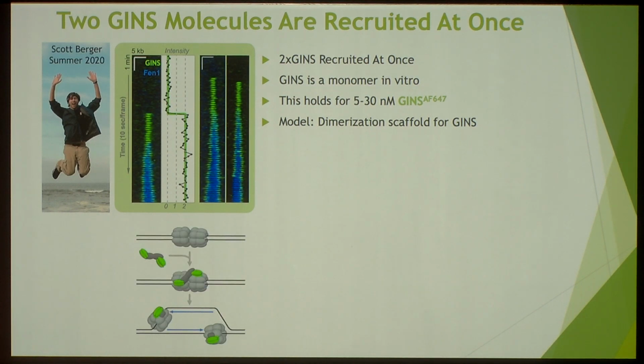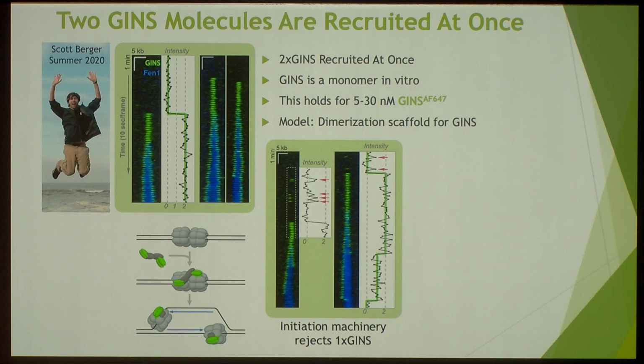We ended up considering a model where GINS dimerization is somehow enforced in solution by some sort of scaffold. It's this scaffold with 2 GINS molecules that gets recruited, and that's what enforces bidirectional replication, or part of the mechanism that enforces bidirectional replication. But on top of that, we see some really interesting dynamics.